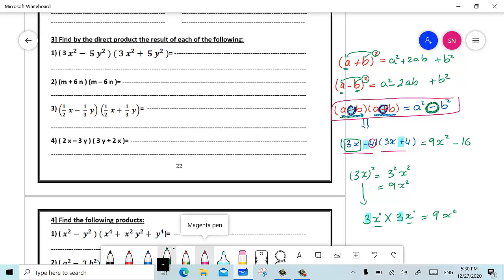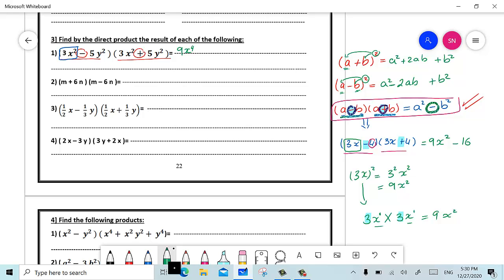(3x squared minus 5y squared) times (3x squared plus 5y squared). By having a closer look, we will find that both binomials are the same, but the sign between them, one is positive and one is negative. So here we are going to apply the third case. How are we going to apply this case? We are going to take the first term and square it. This means 3 squared, which is equal to 9, and x squared squared, which is equal to x to the power of 4.